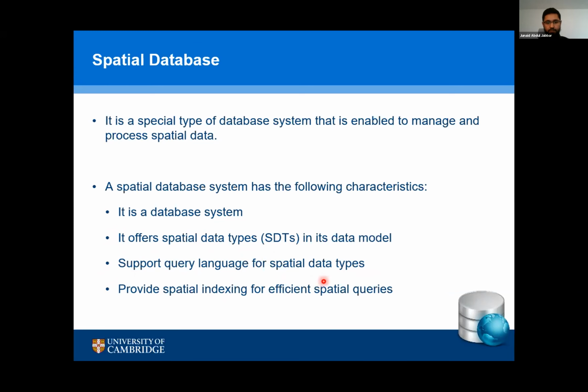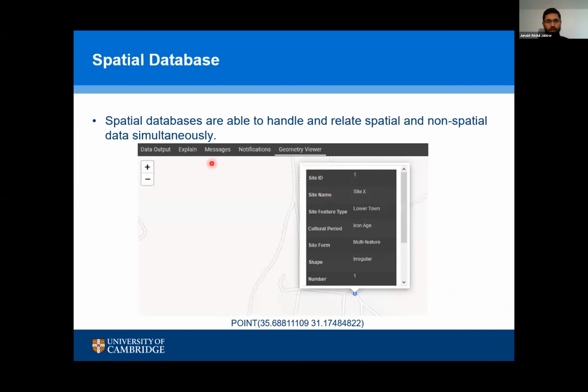Let's look into more examples. So our spatial databases are now able to handle and relate spatial and non-spatial data simultaneously. In a conventional database system, this geometry information was available only as readable text or a numerical value, but now it's stored within our spatial database as a geometry. We can display it on a map. We can see where it falls on the Earth's surface, and all of the non-spatial attributes are also bound and related to this location now.